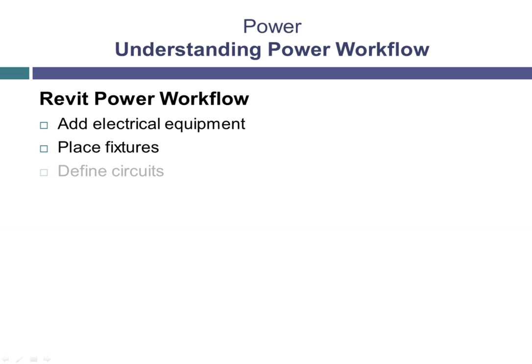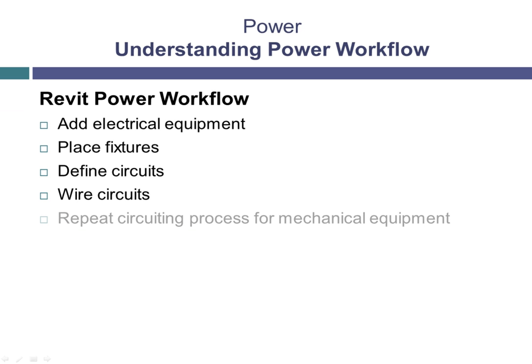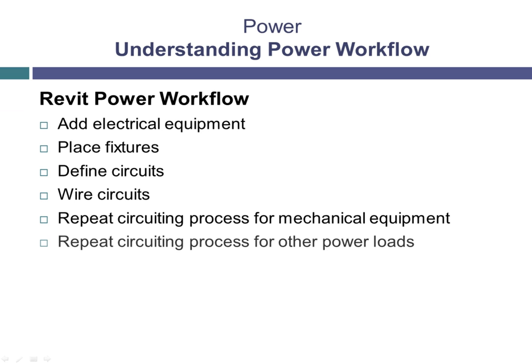Next, you can define a circuit. After that, you can wire the circuit either automatically or manually using the tools in Revit. Once you have circuited the electrical devices, you can move on to the mechanical equipment and any other power loads. Essentially, you just need to coordinate with the other members of the design team and make sure that each component that needs power is assigned to the proper circuit and is receiving power.